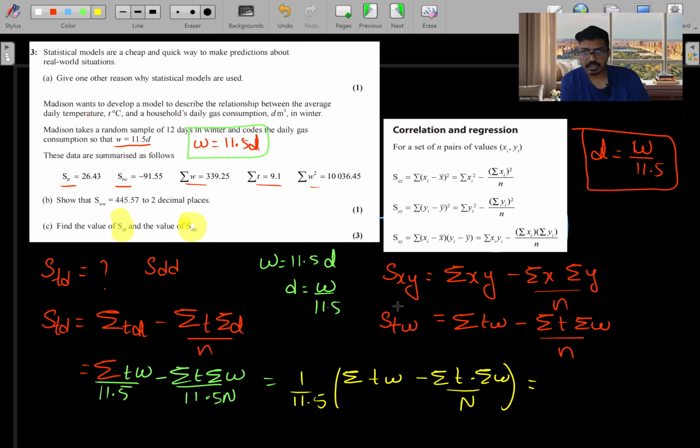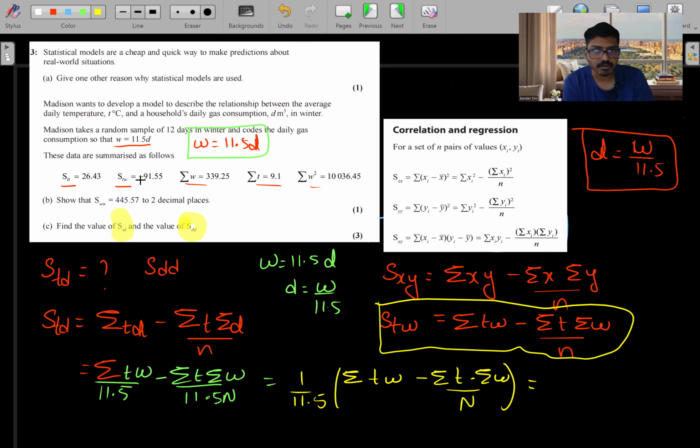So this I can replace with this yellow box. Can you see exactly? It is the same, right? So now in place of sigma of TW, I'll write 1 upon 11.5 multiplied with STW, which I already know from the question.